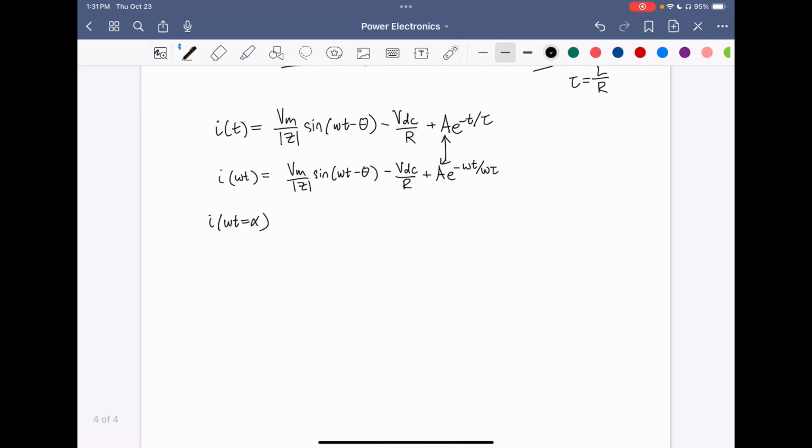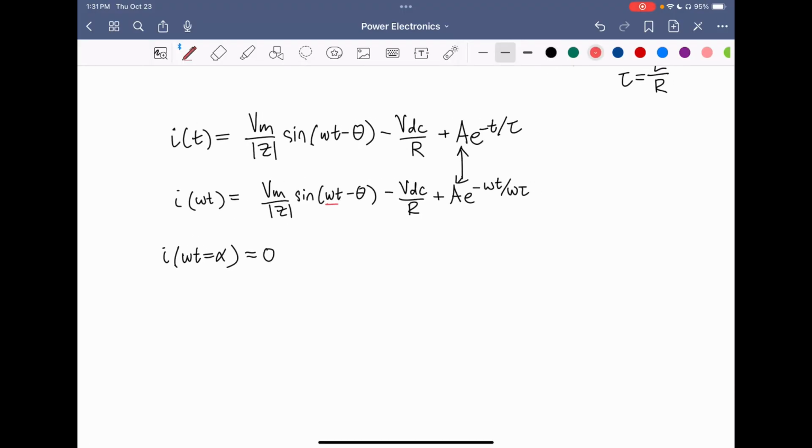So we can write that at omega t equals alpha, this expression is just equal to 0. So if we plug in omega t equals alpha and solve the equation for A, we would isolate this term and then divide by this exponential, and we'd be able to isolate A. It's very straightforward algebra there, and I'll just write the result.